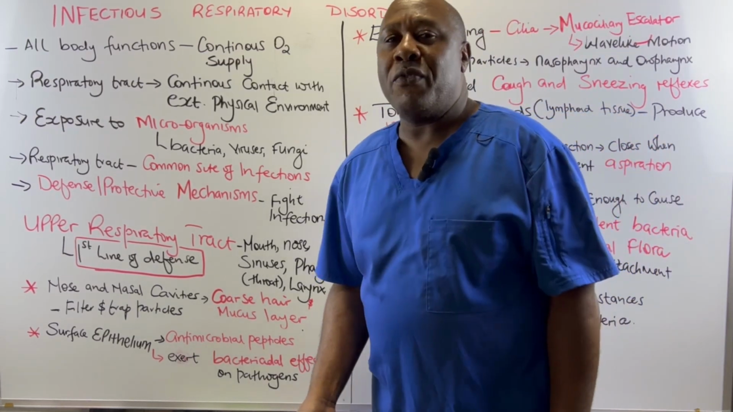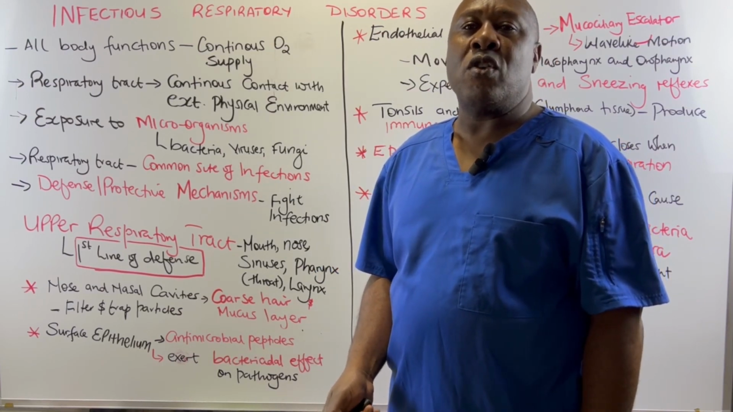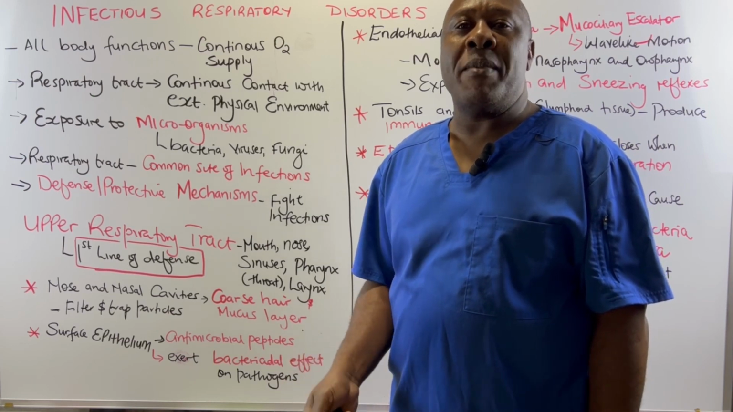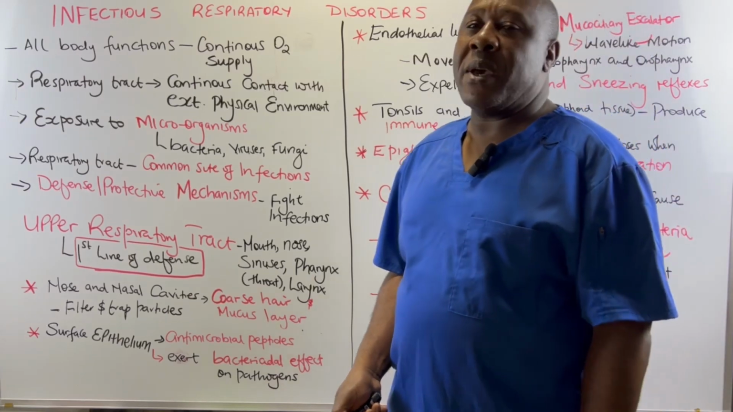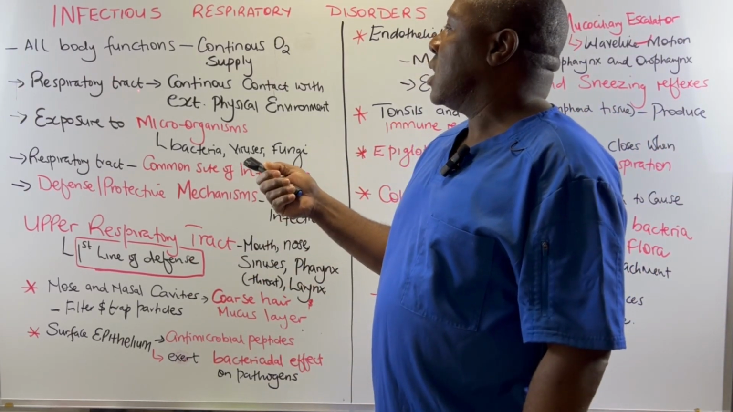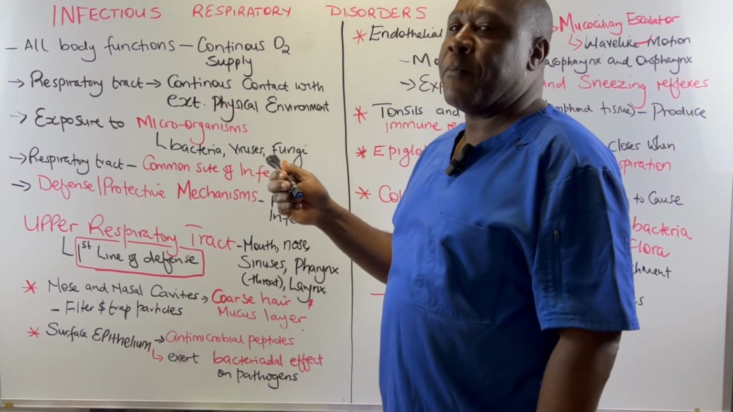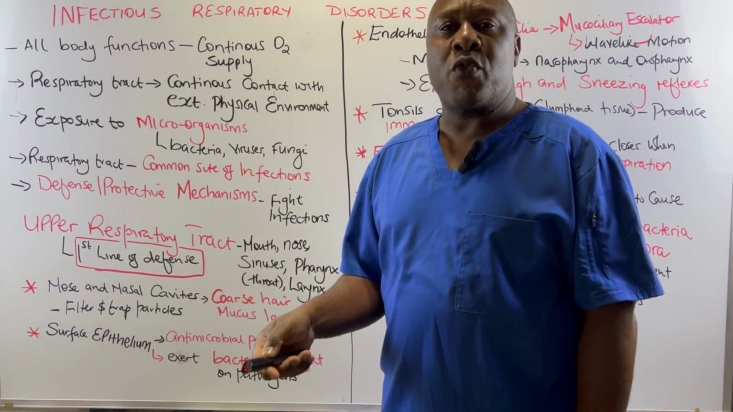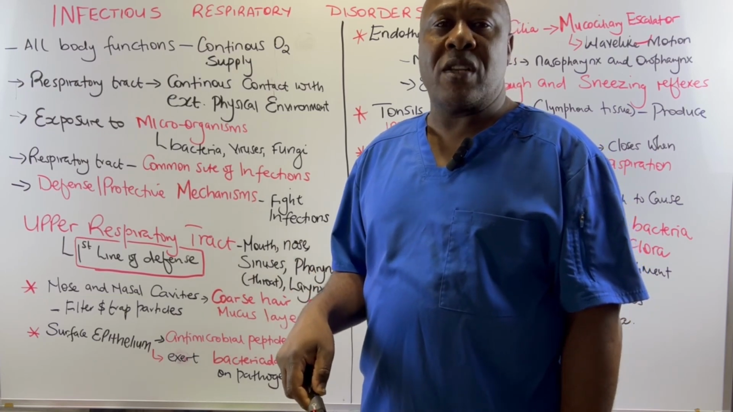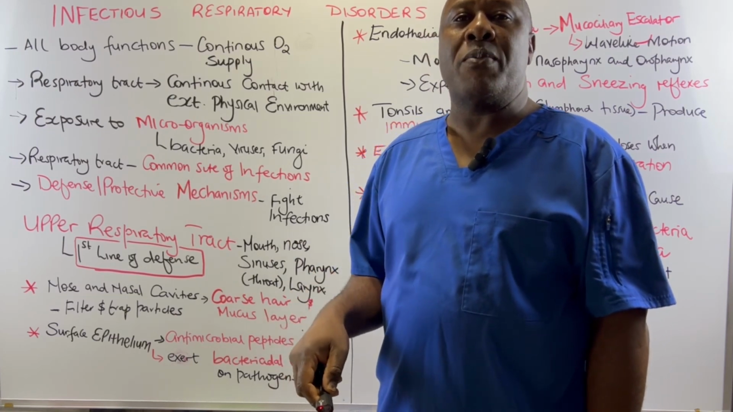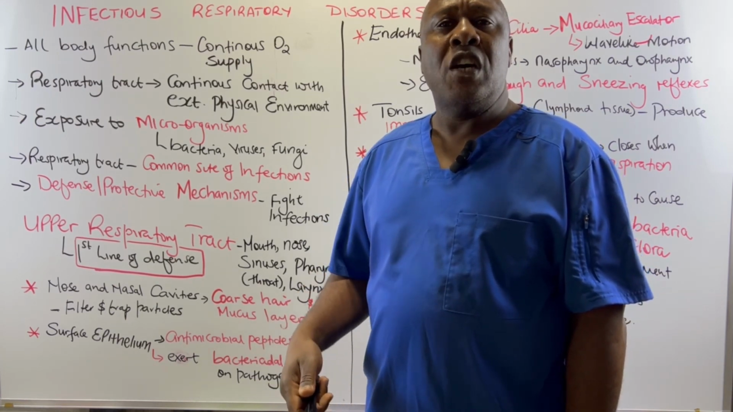Now, all body functions require a continuous supply of oxygen. This is because oxygen is required in all the metabolic processes that occur within our bodies. This requirement causes the respiratory tract to be in continuous contact with the external physical environment. Remember, oxygen has to move from the outside through the respiratory tract into the lungs, and carbon dioxide, which is the result of the metabolic processes, has to move from the various cells in the body to the respiratory tract.